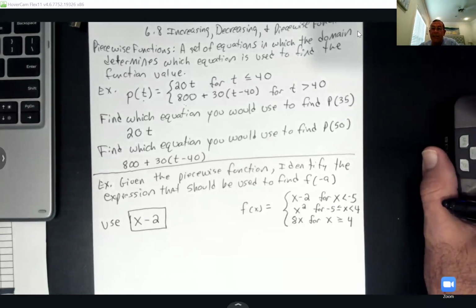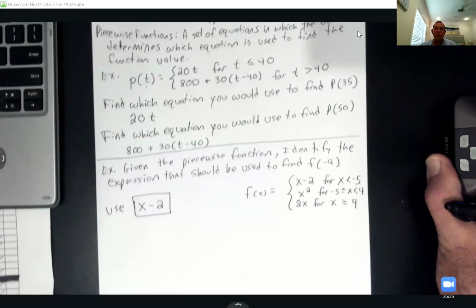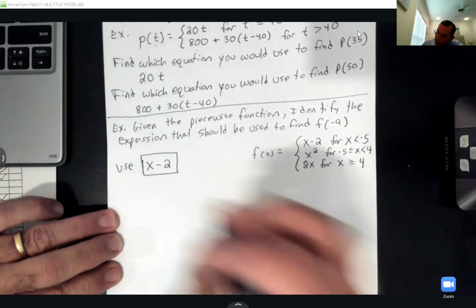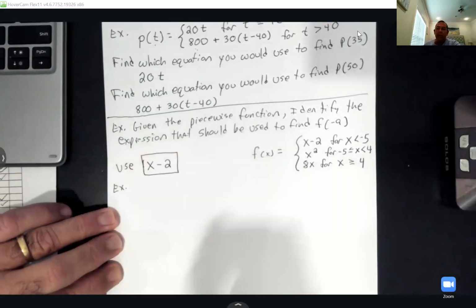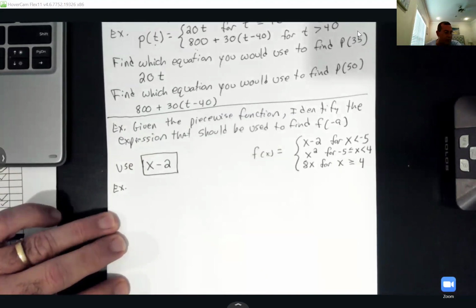Y'all get an idea of these? You're going to look at that domain, then find your equation. So y'all, let's try this again. 3 more sets of equations.